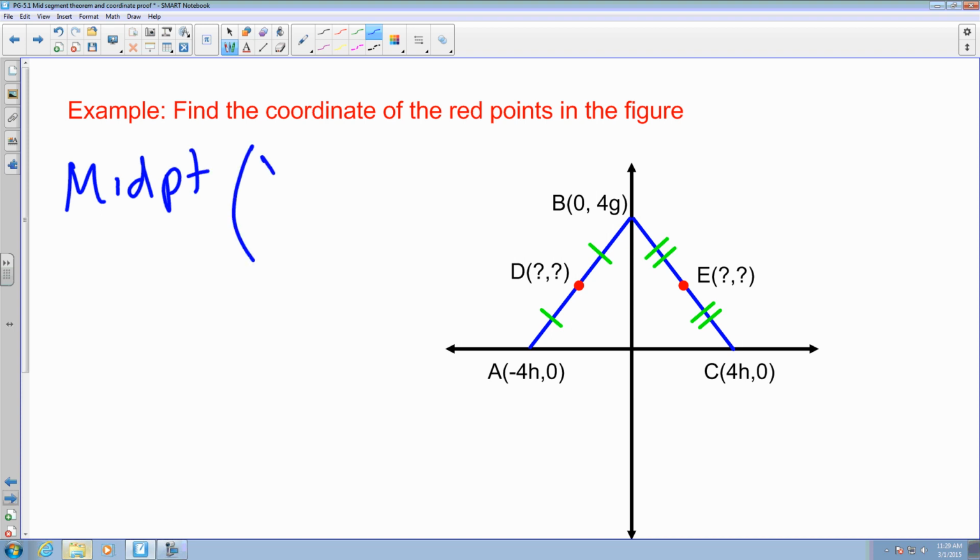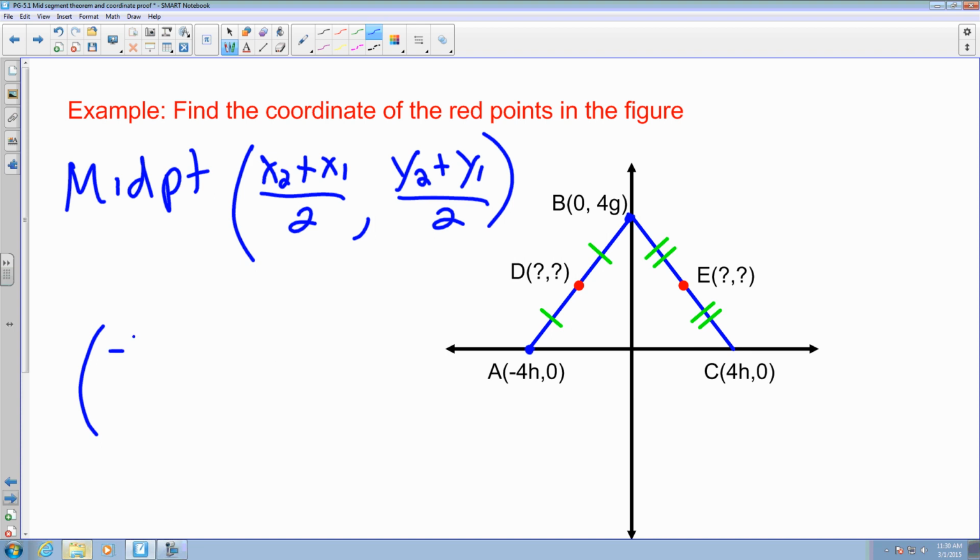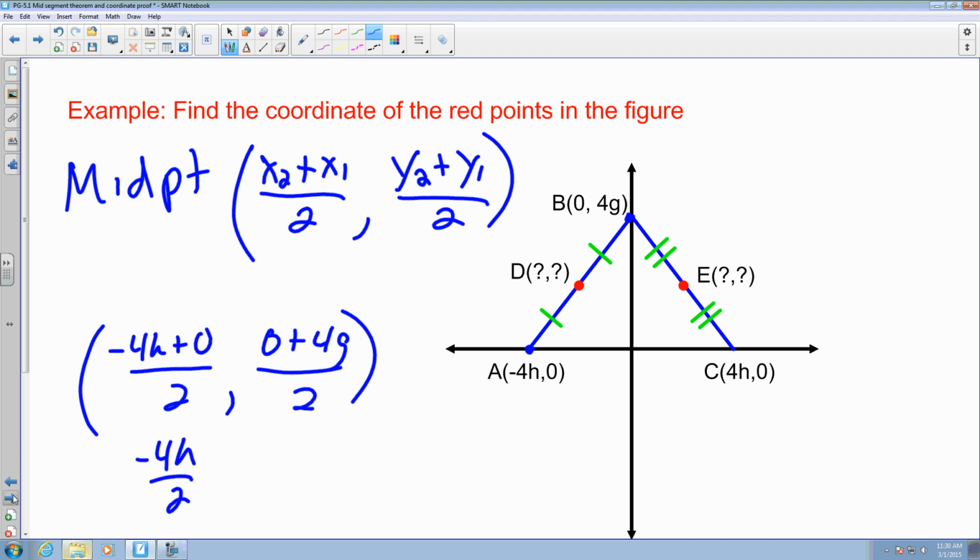And if you remember, the midpoint formula is x sub 2 plus x sub 1 divided by 2, comma, y sub 2 plus y sub 1 divided by 2. All right, whatever you choose to be your x sub 2 and x sub 1 and y sub 2 and y sub 1, it's not a big deal. So if I know that this point here and this point here make the midpoint D, I can say that D is going to come from negative 4h plus 0 divided by 2, comma, 0 plus 4g divided by 2. Negative 4h plus 0 is negative 4h, so I get negative 4h divided by 2. This gives me 4g divided by 2. Solve it out. Point D is going to be negative 2h, comma, 2g.